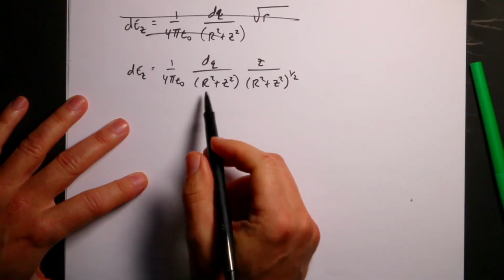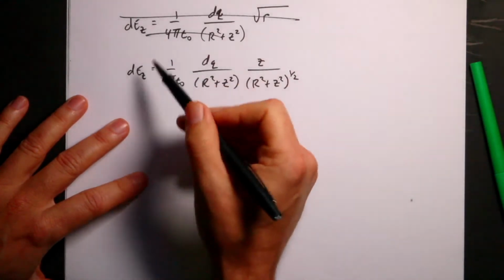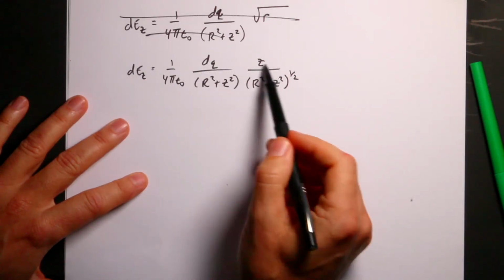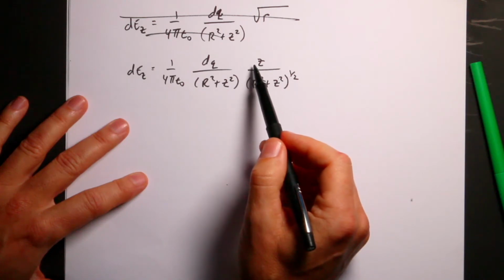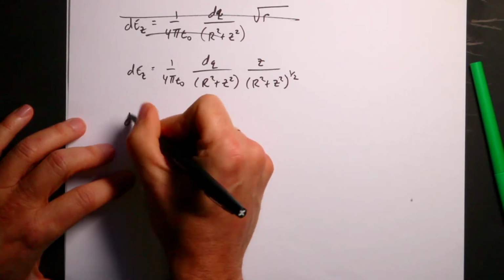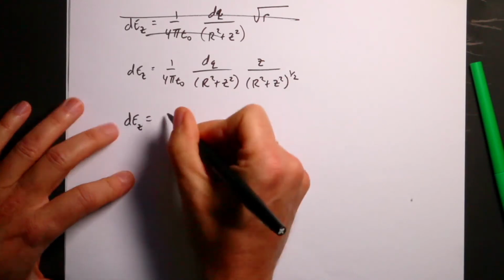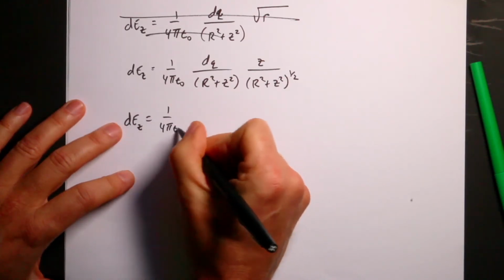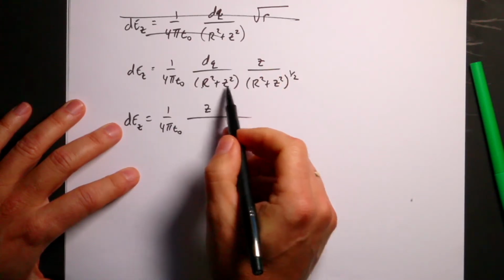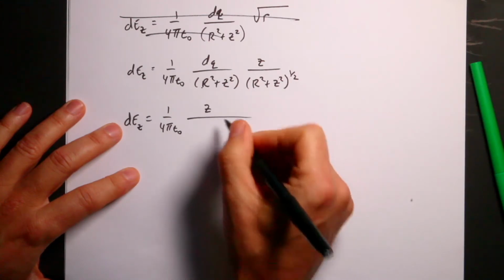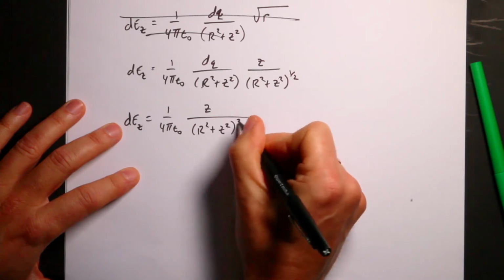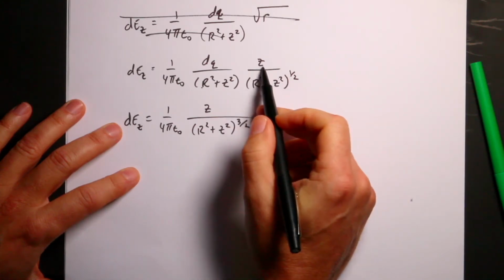And the only variable I have in this integration as I add up around the ring is dq. That's the only thing that changes. Okay. So z is a constant parameter that I want out of the calculation. And R is the radius of the ring. So I get dE z equals 1 over 4 pi epsilon naught, z, and then I have R squared plus z squared times R squared plus z squared to the 1/2. So that's going to be R squared plus z squared to the 3/2. And then I have dq.